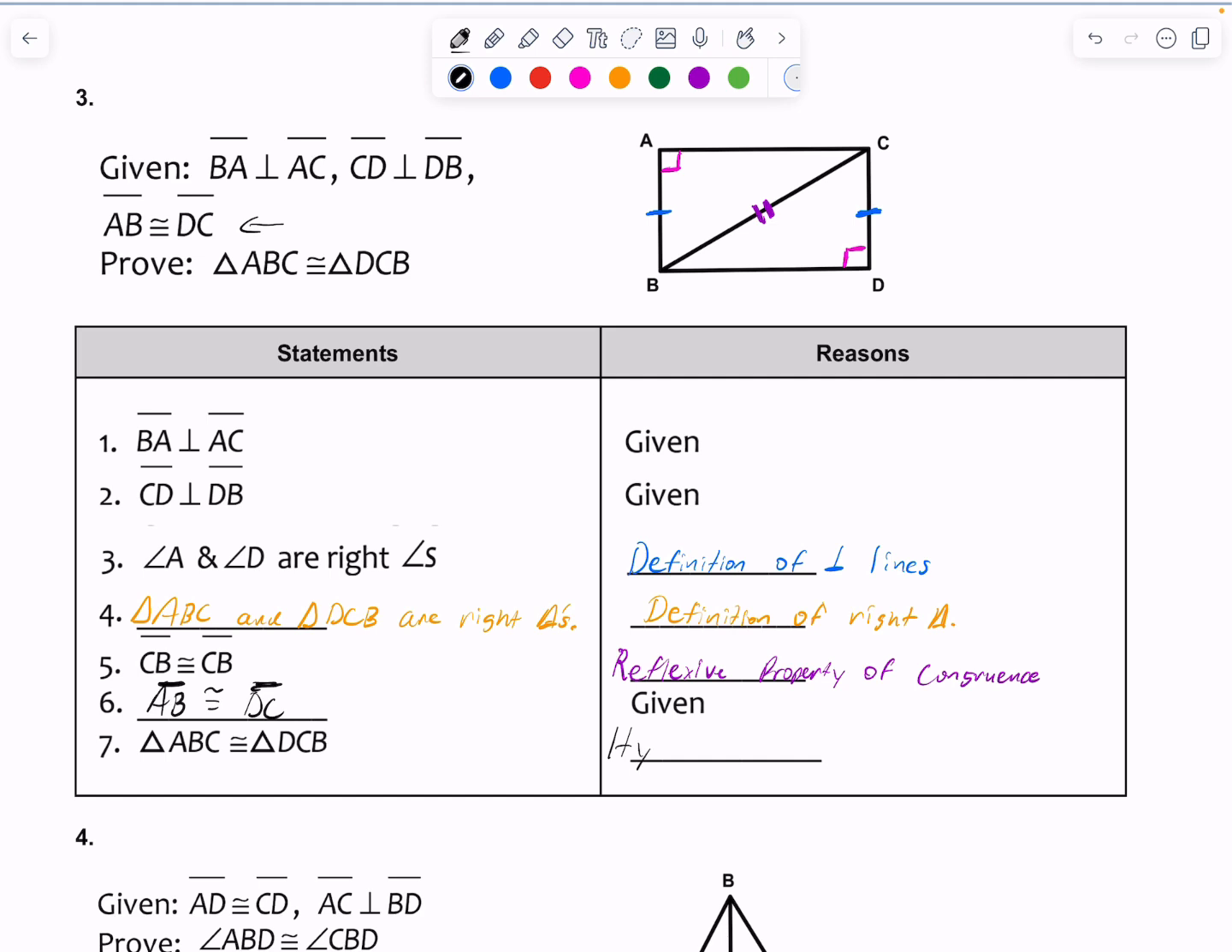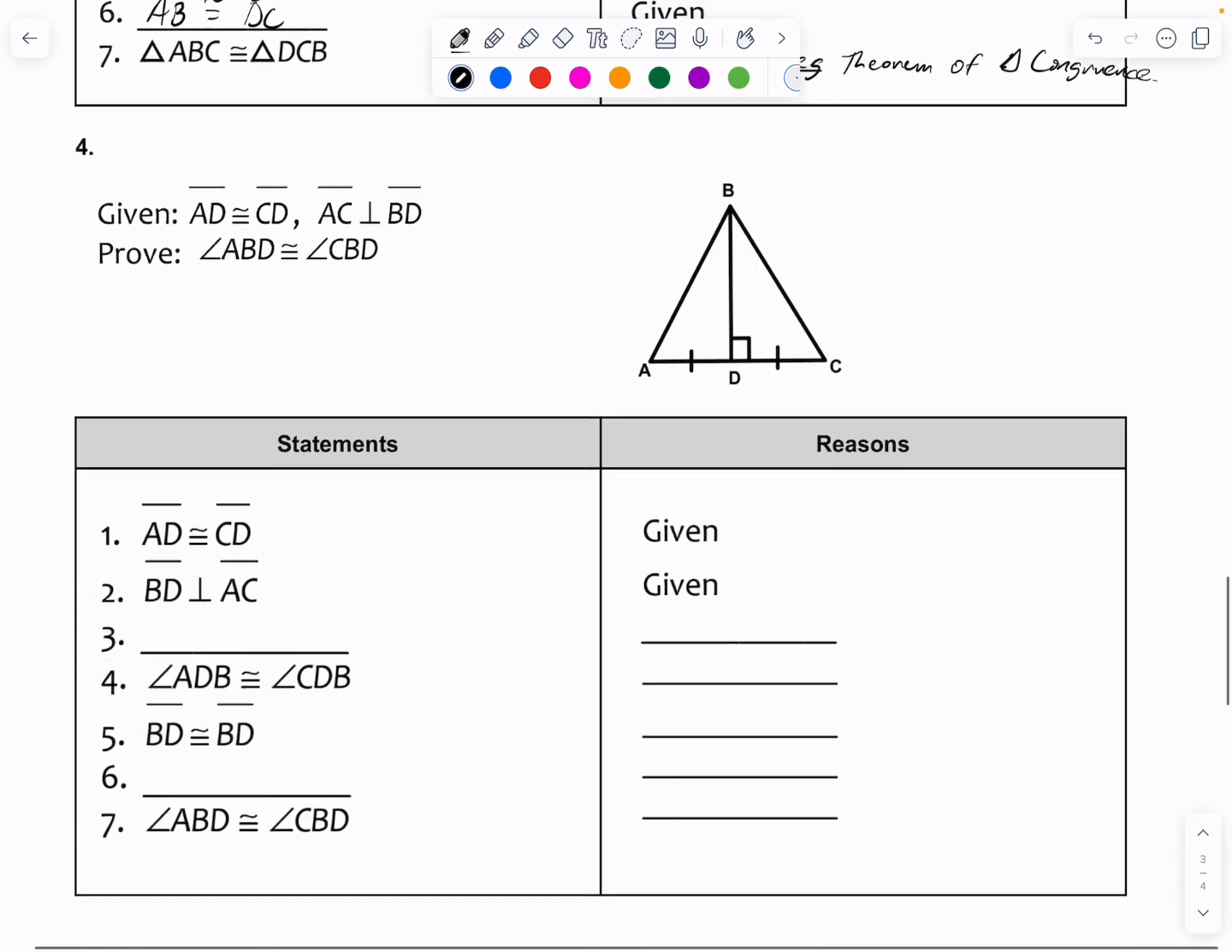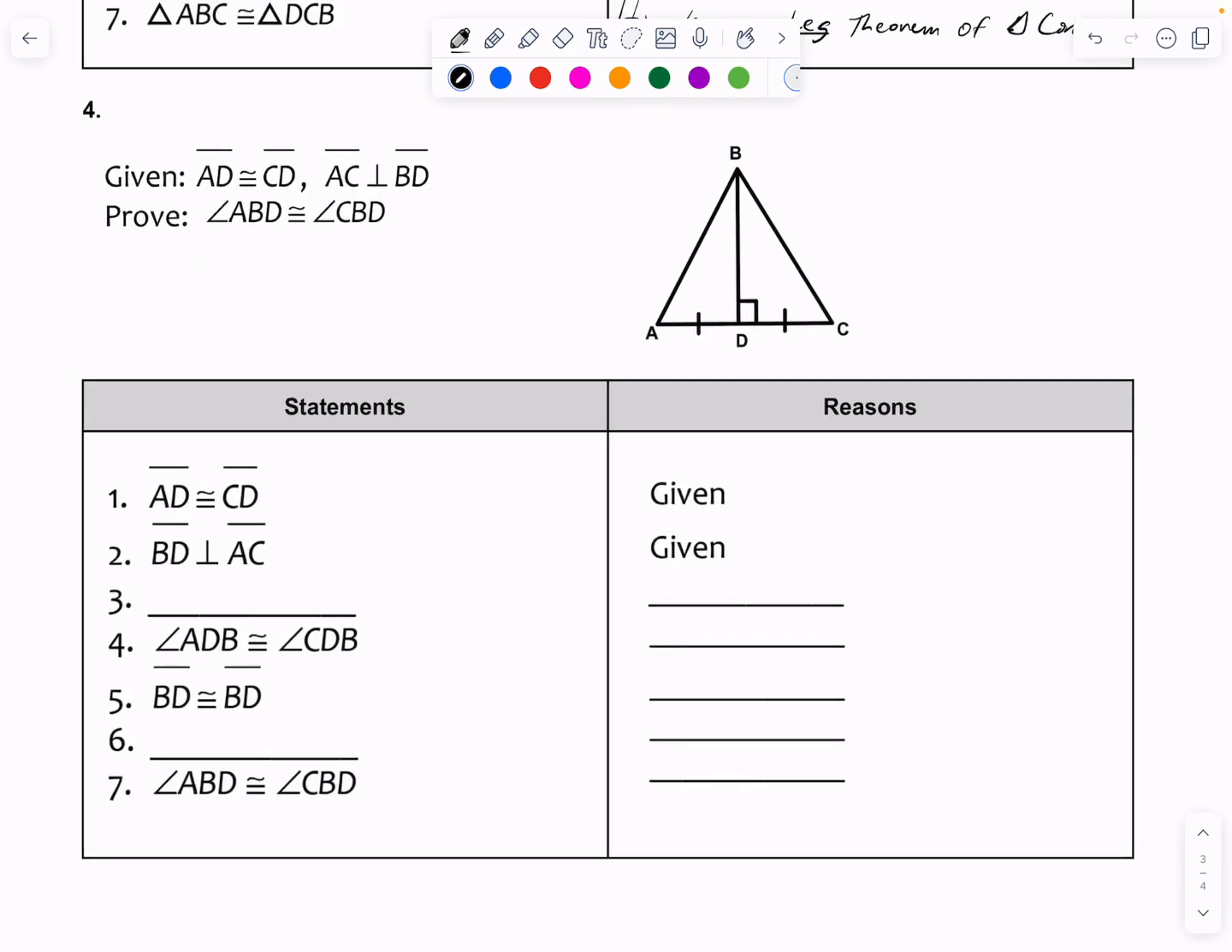So I'm going to put the hypotenuse leg theorem of triangle congruence. All right, that's proving that these 2 triangles are the same. So that's the way that we're going to go about doing these proofs with these triangles. Okay, I'm going to skip 4, but check back for 4. There's a key on Canvas. You can take a look at that.